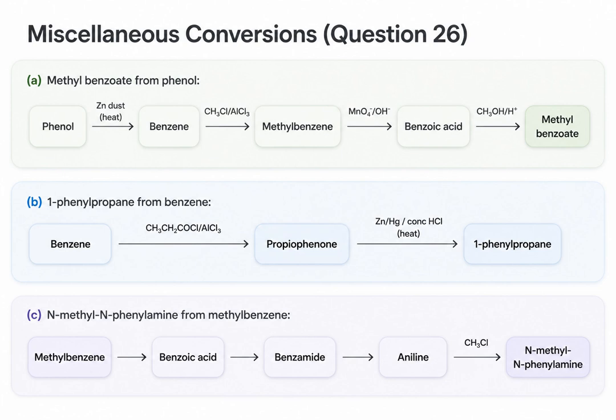To make 1-phenylpropane from benzene, we perform a Friedel-Crafts acylation with propanoyl chloride, then use the Clemmensen reduction with zinc amalgam and hydrochloric acid to strip away the carbonyl oxygen. For N-methylaniline, we degrade methylbenzene down to aniline, then alkylate the nitrogen with chloromethane.